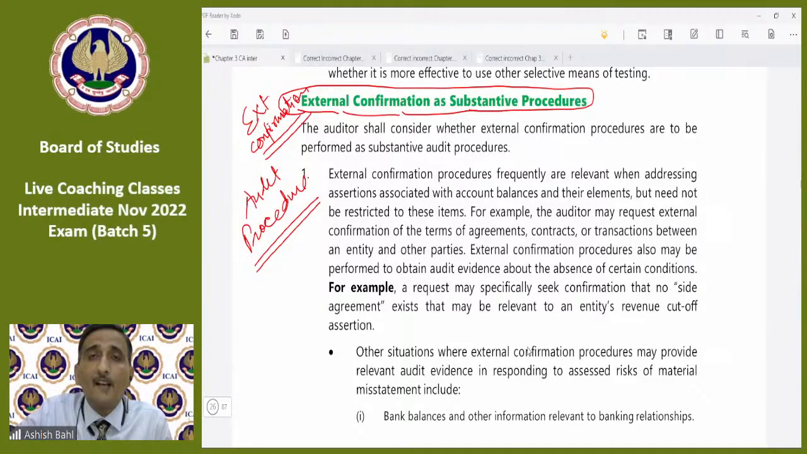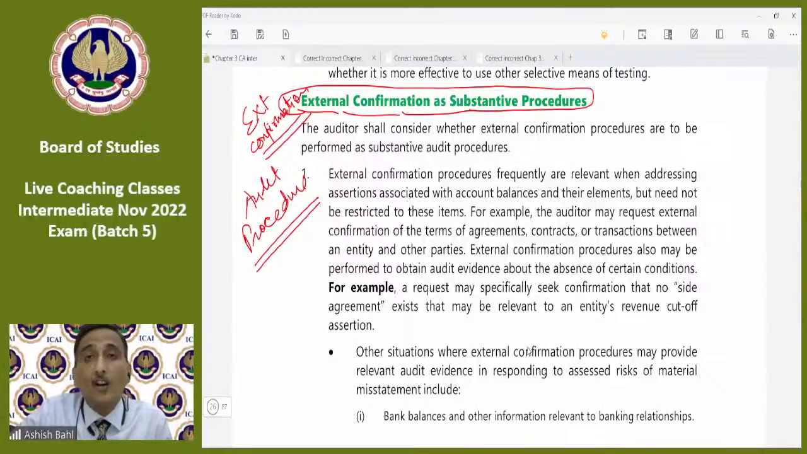Yes, Hiral, you have asked a good question. Obviously, both tests of controls and substantive procedures are performed by the auditor. Both tests of controls and substantive audit procedures are performed by the auditor.